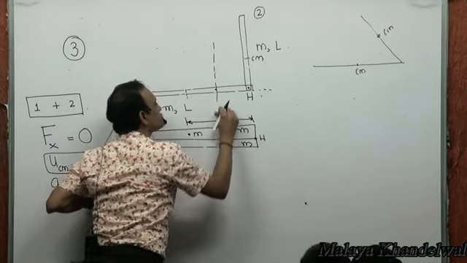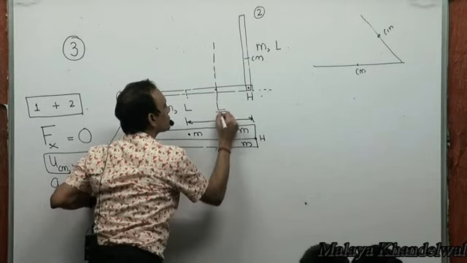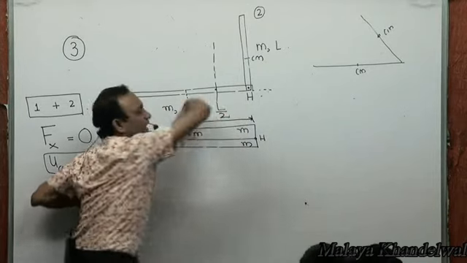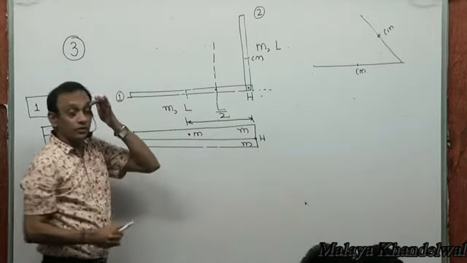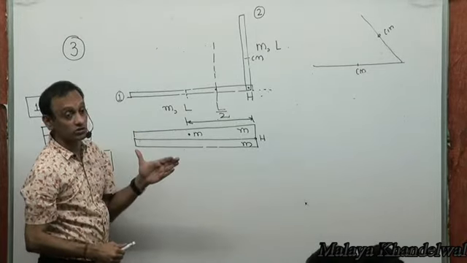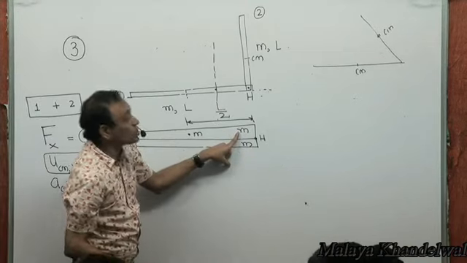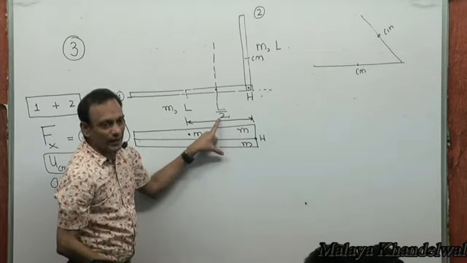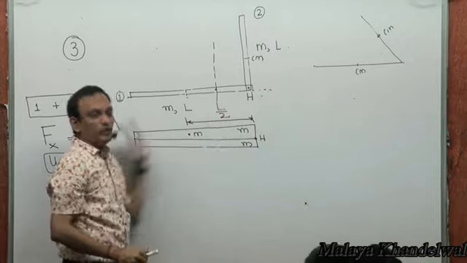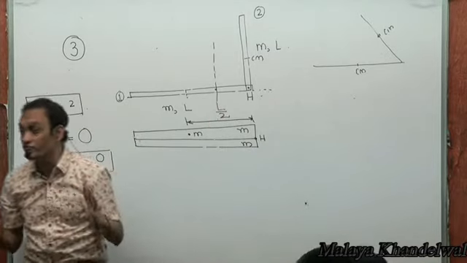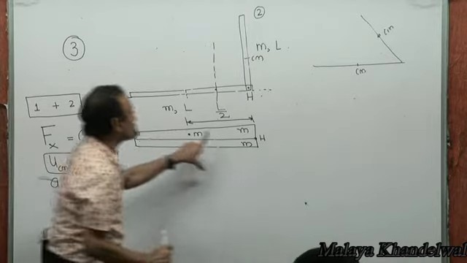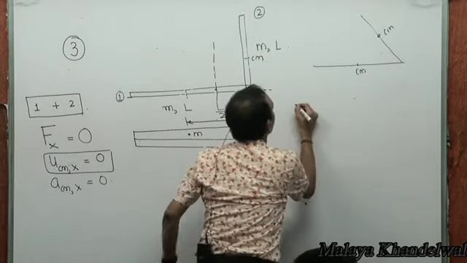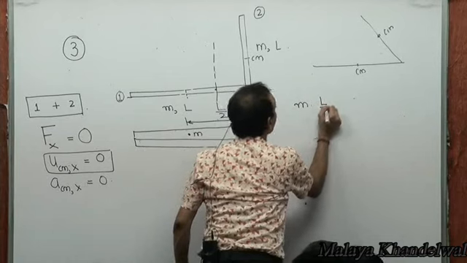The center of mass of this would have moved L by 2 units to the left, and there would have been a disturbance caused. What's the disturbance caused by this small m? M into L by 2. M into L by 2 leftwards is the disturbance caused to the center of mass. Remember the same idea that I pronounced in the last class. The disturbance caused to this is M into L by 2 leftwards.